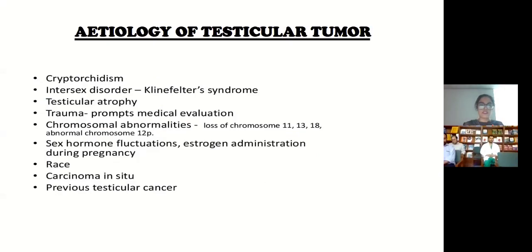The etiology of testicular tumor. One of the main causes or risk factors is cryptorchidism, intersex disorders like Klinefelter's, and testicular atrophy. Trauma prompts medical evaluation. Chromosomal abnormalities include loss of chromosome 11, 13, 18, and abnormal chromosome 12p. Other factors are sex hormone fluctuations, estrogen administration during pregnancy, race, carcinoma in situ, and previous testicular cancer.